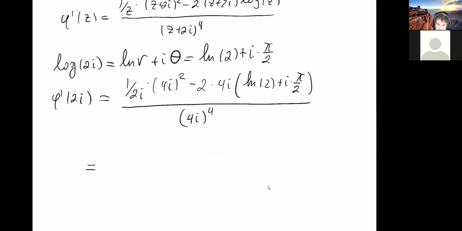We can simplify this slightly. So 4i squared divided by 2i will be 8i. Here it will be 8i minus 8i logarithm of 2. Okay, plus 4 pi. Why plus 4 pi? Because I have a minus here, and I have an I and an I, which will give me another minus. And then these two cancel out with these two, so I have 4 pi. Divided by 4i to the fourth, which is the same as 4 to the fourth, which is 2 to the 8th, which is 256.